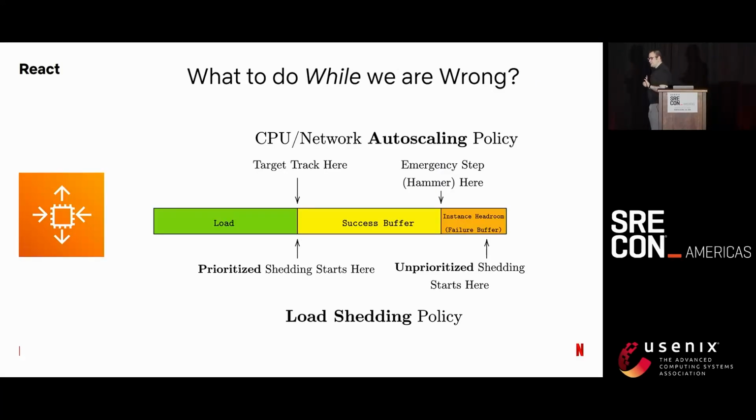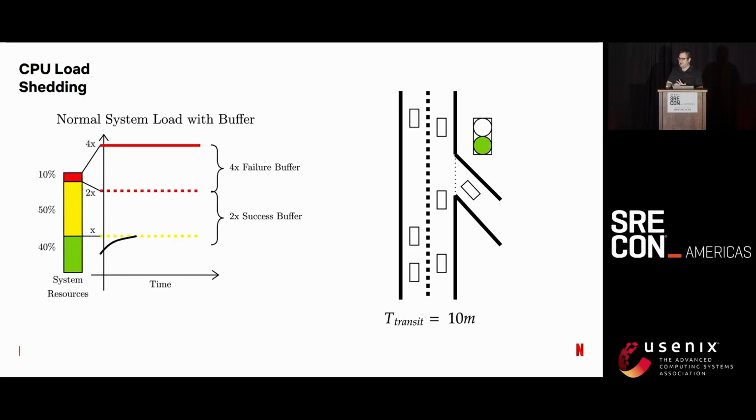Well, we can use load shedding. And load shedding is fairly straightforward. You look at your target tracking policy and you say, OK, at the beginning of the success buffer, if I have low priority work, I'll start dropping that there. And then when I'm deep in the failure buffer, like close to 90%, 95% CPU, I'm just going to start dropping everything I possibly can. And let's work through an example to understand why this is a good idea.